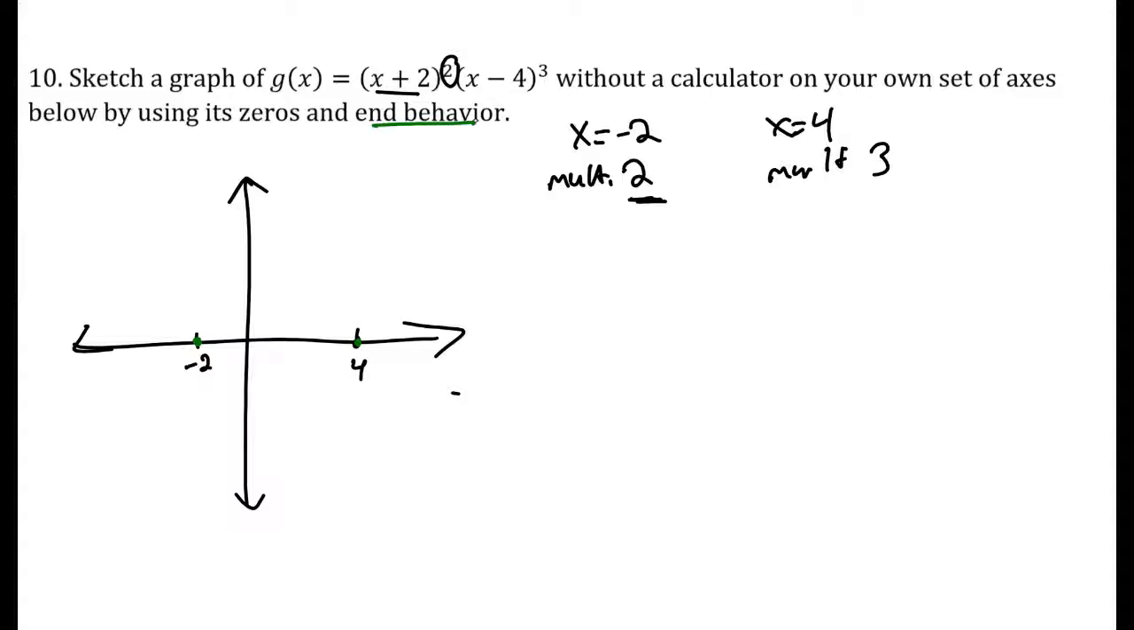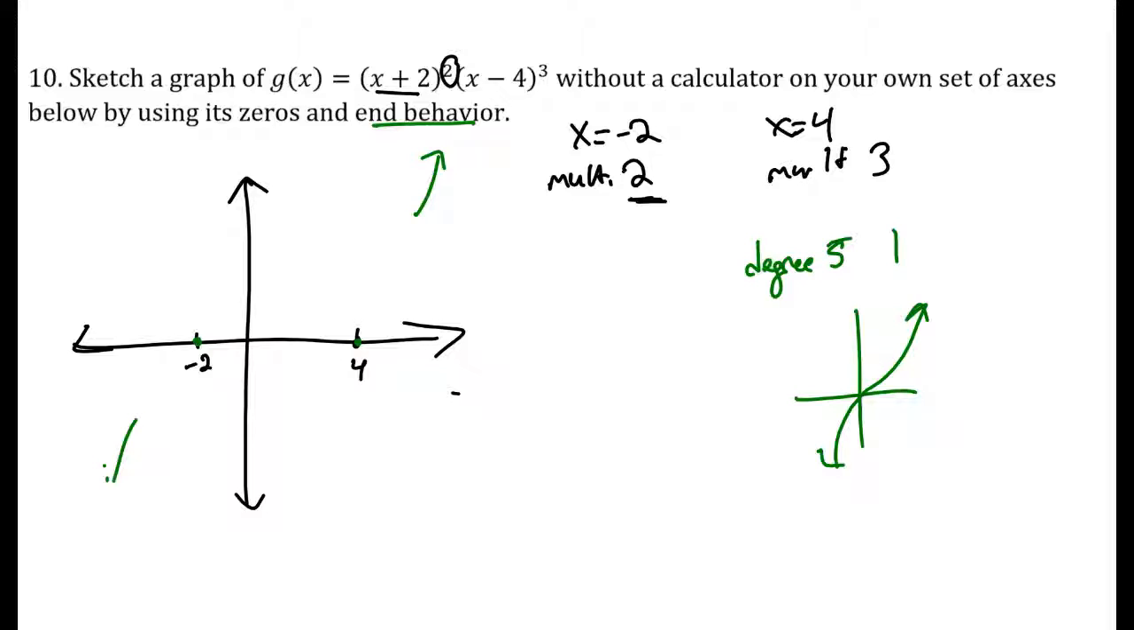End behavior-wise, well, what degree polynomial is this? That's x squared and x to the third, so it's a degree 5 polynomial. Degree 5, and my leading coefficient is 1. So it's going to look something like this. As x approaches infinity, it's going to go off that way, and as x approaches negative infinity, it's going to go down that way. So now we can fill in the gaps.